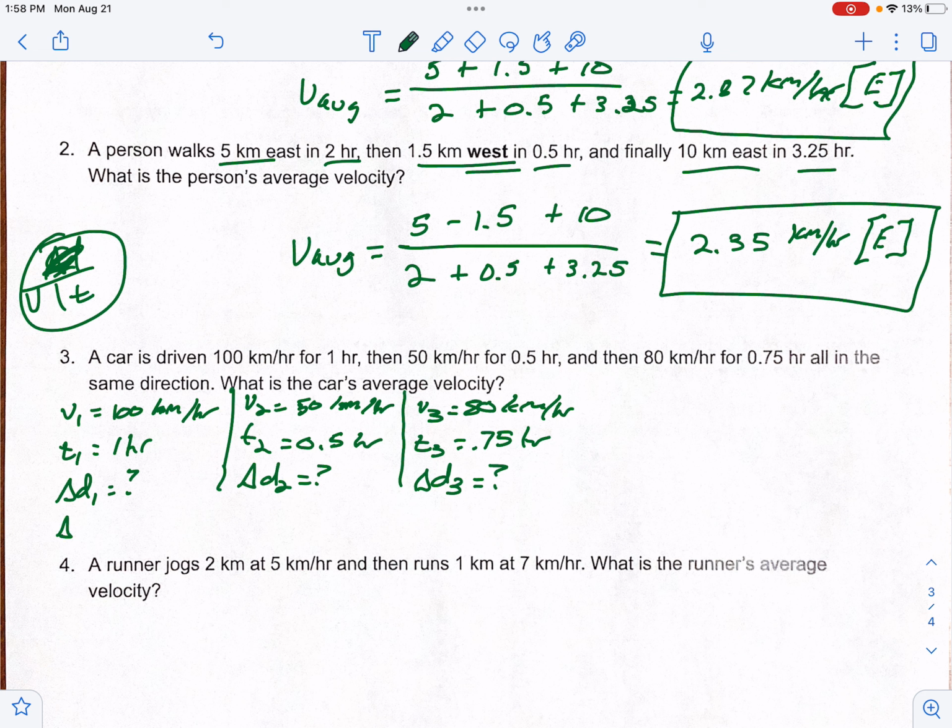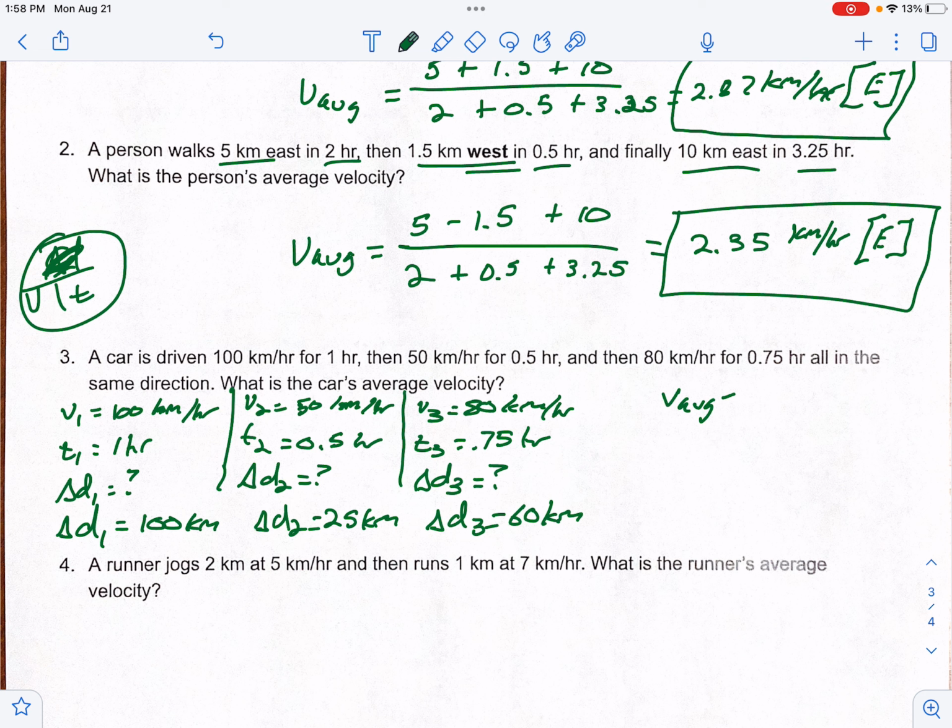So V times T, 100 times 1, it's going to be 100. So there's my D1. D2, 50 times 0.5. So D2 is going to be 25 kilometers. And then 80 times 0.75. So my displacement 3 is going to be 60 kilometers. So now, do we have displacements? Yes. Do we have times? Yes. So now we can actually plug in.